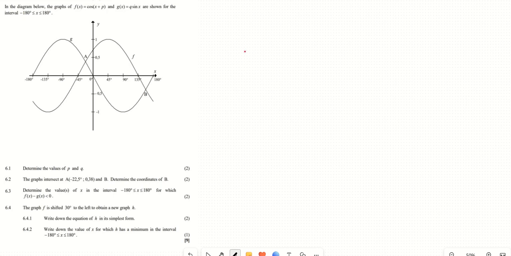So where is that p? What does p do? Look at p. P is here, and p shifts the graph to the left or to the right. So what does p do? P shifts the graph horizontally. If it's positive, it goes left. If it's negative, it goes right. So the same applies: right means negative, left means positive.